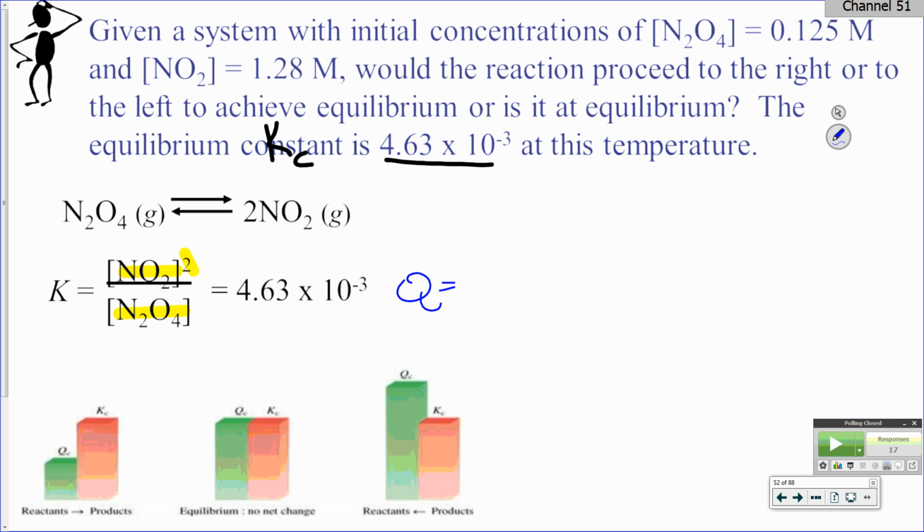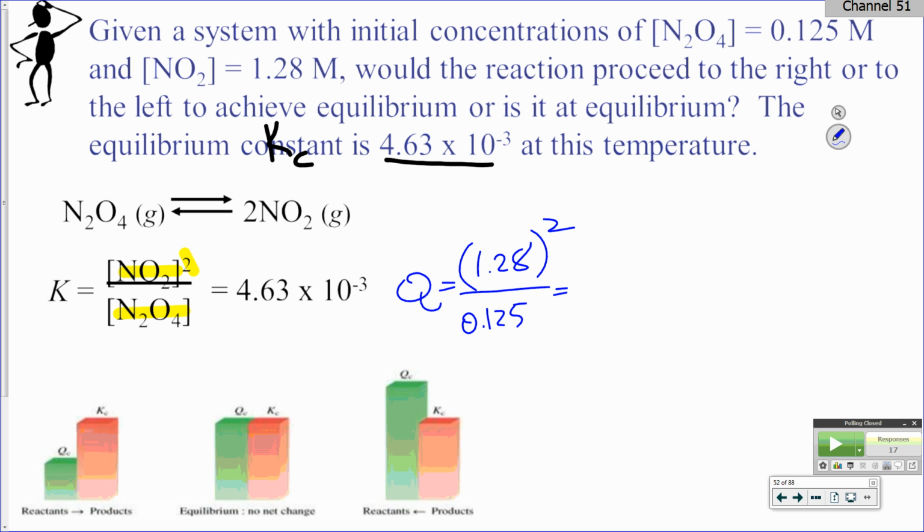concentrations. So it's the concentration of NO2, which is 1.28. Got to remember to square it because of the 2 stoichiometry, divided by the concentration of the N2O4, which is 1/8 molar. If I do that, I don't even have to do the math to know that this number is going to be bigger than 1. We'll divide it out.